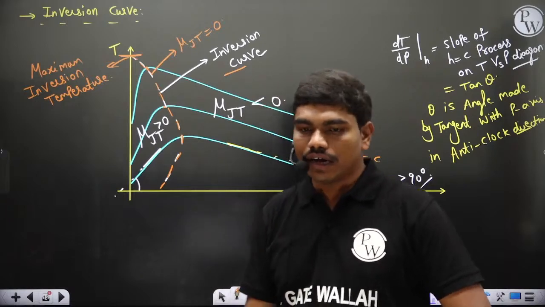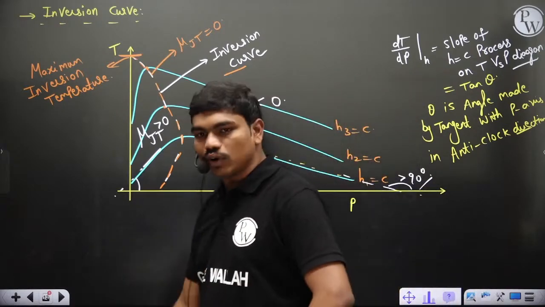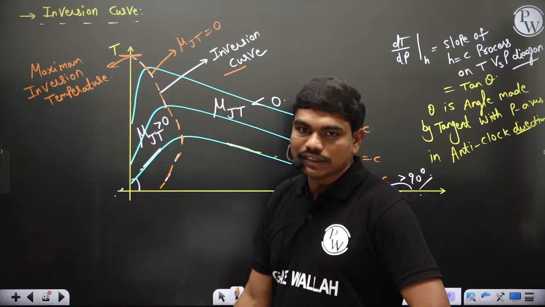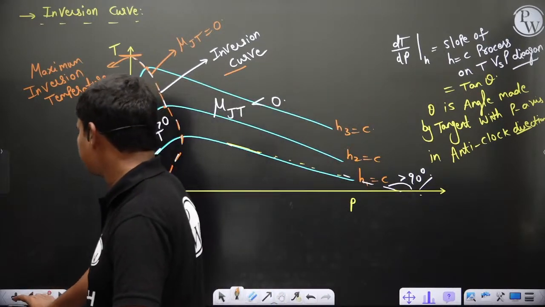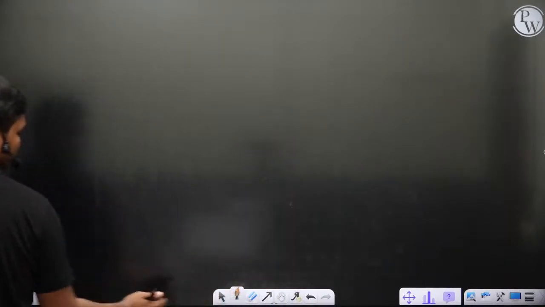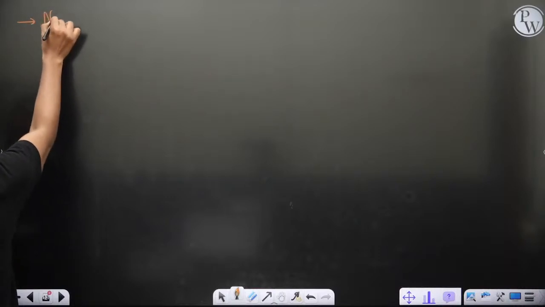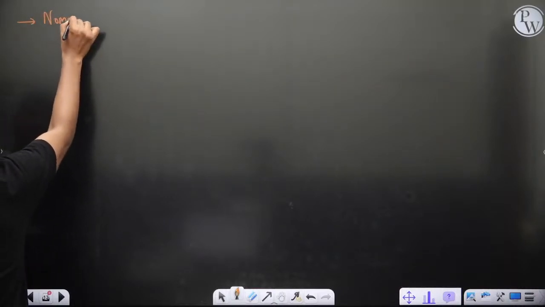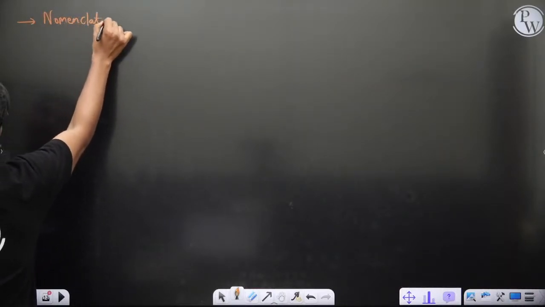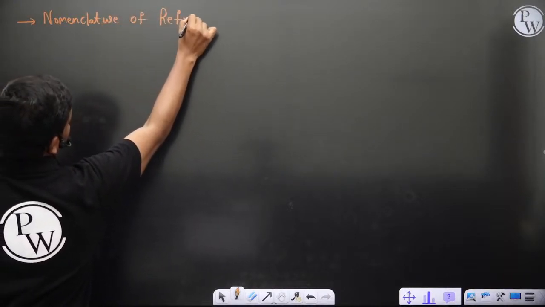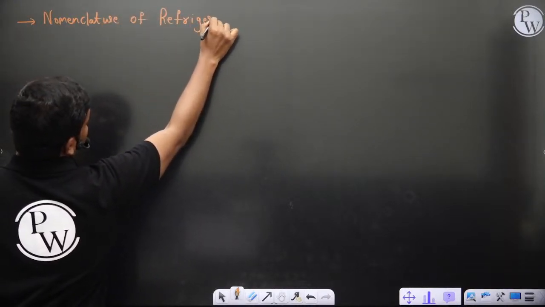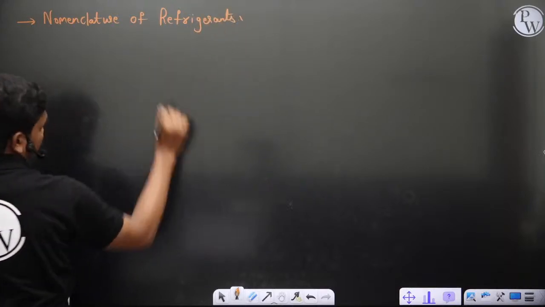Fine. So one more thing I just want to tell you before I go to vapor absorption refrigeration systems. You can see the nomenclature of refrigerants. This is a bit important. Sometimes in your ISRO exam also they can ask you this. Nomenclature of refrigerants means how you decide the chemical formulas and names for them.